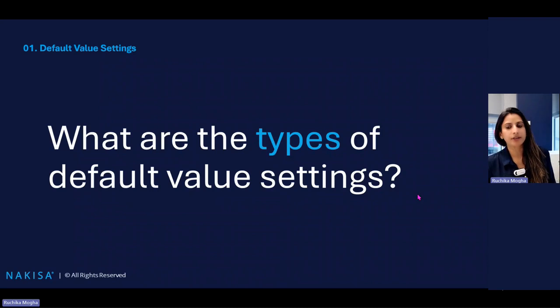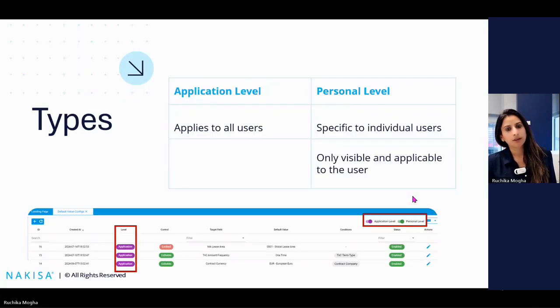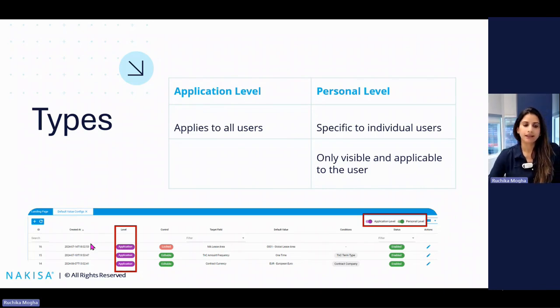What types of default value settings we can have in our application? So we have two levels. One is the application level and the other one is the personal level. So application level settings will apply to all the users, whereas the personal level settings will apply to specific users. Users who have created them will have the visibility of the setting, as well as it will apply only to those users. So again, a snippet below shows us that we have three settings where we can see the level here is application level, and we can always toggle on the top if you want to see all the settings or just one setting.